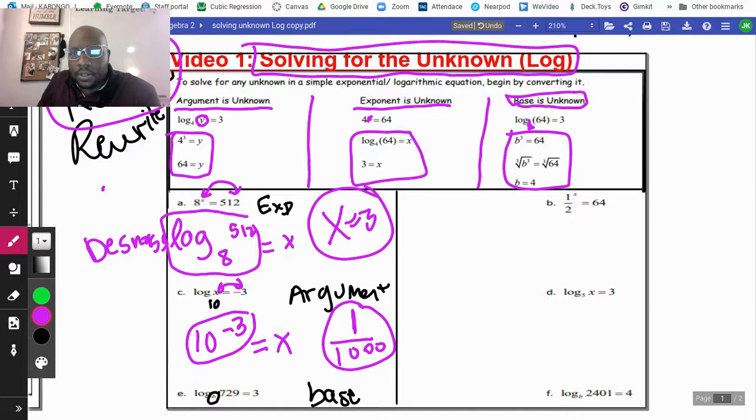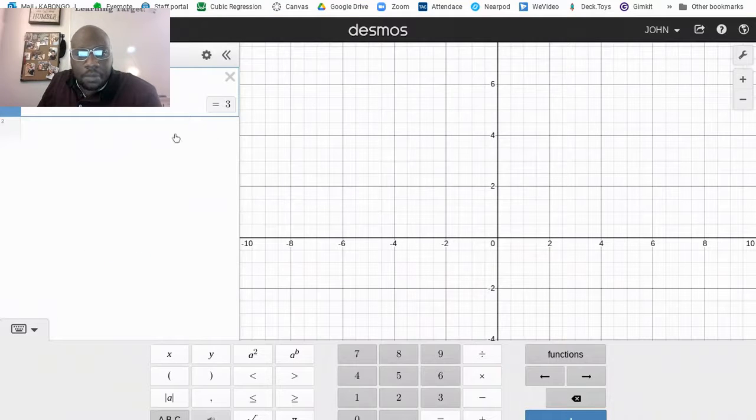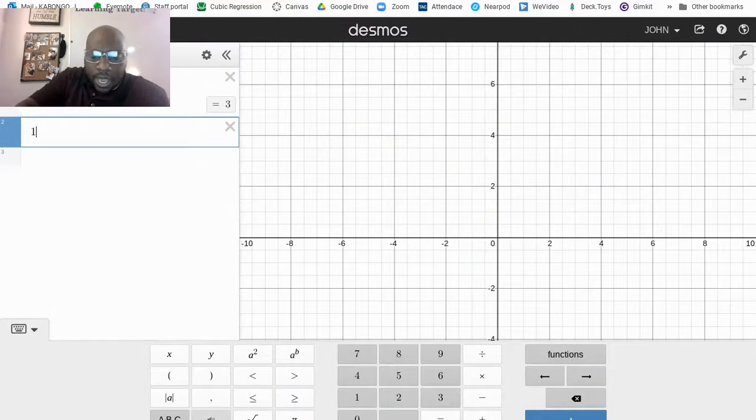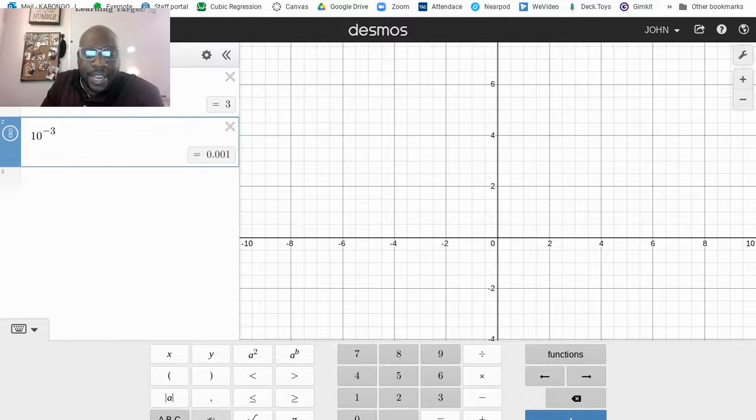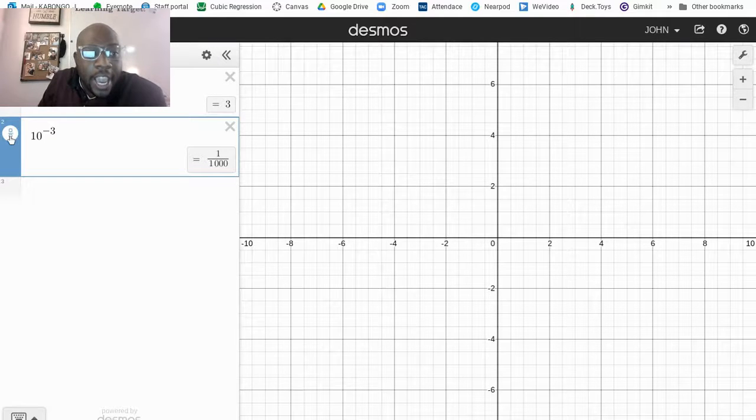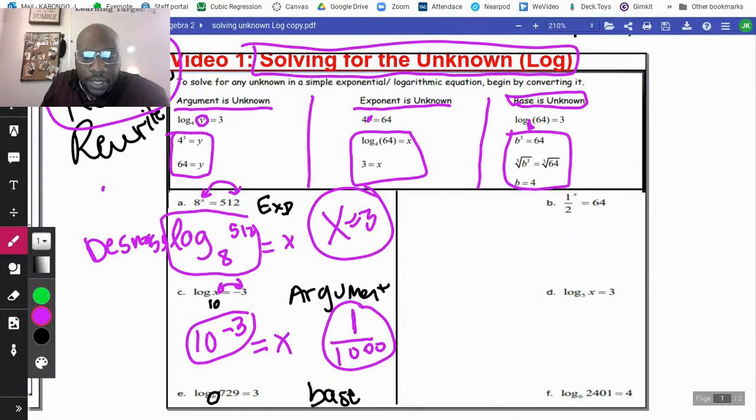But let's say you still didn't know. You go to Desmos, you put your 10, you raise it to the power of -3. It gives you that in decimals. Unfortunately, it doesn't give you a fraction. Maybe it does. What's this button? Hey, look at that, I just learned something. I didn't know that was even there. You click that button right there, then you have it in fraction as well. Oh my God, we're making your life so much easier.